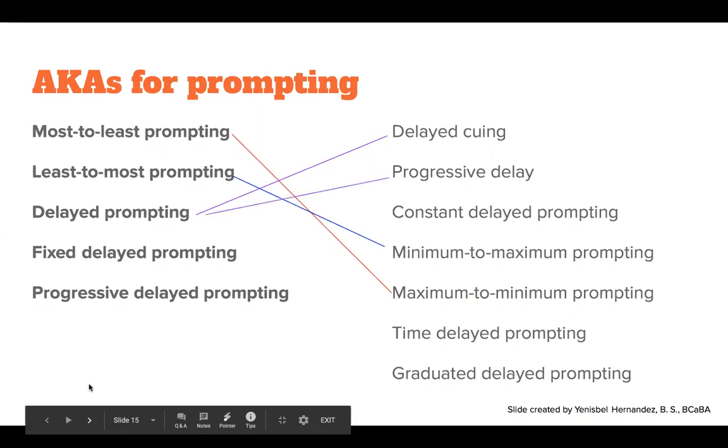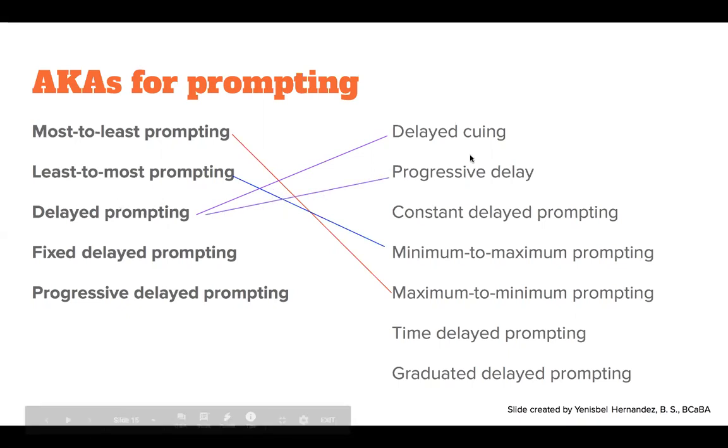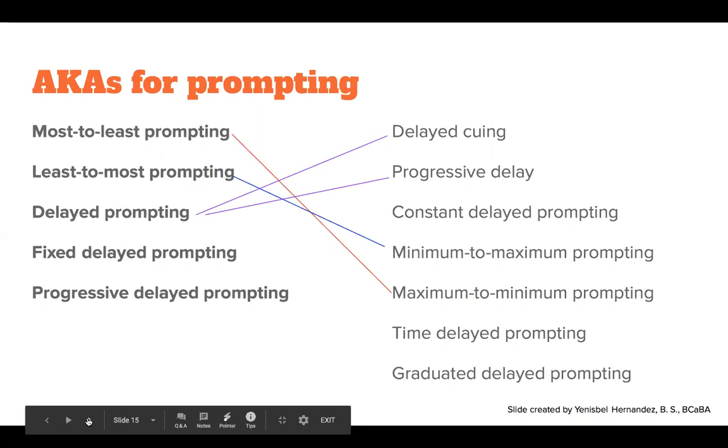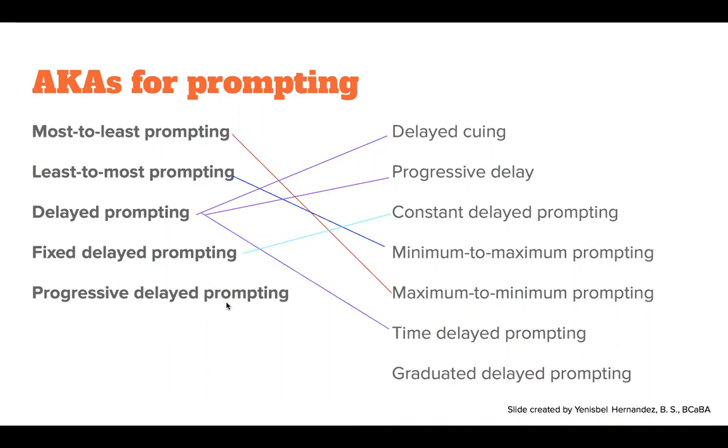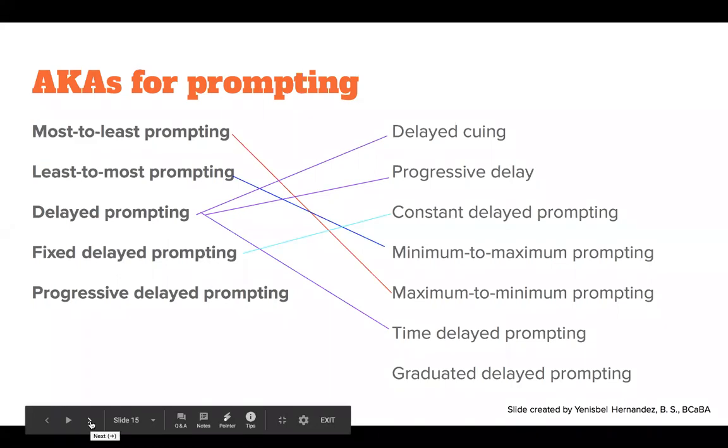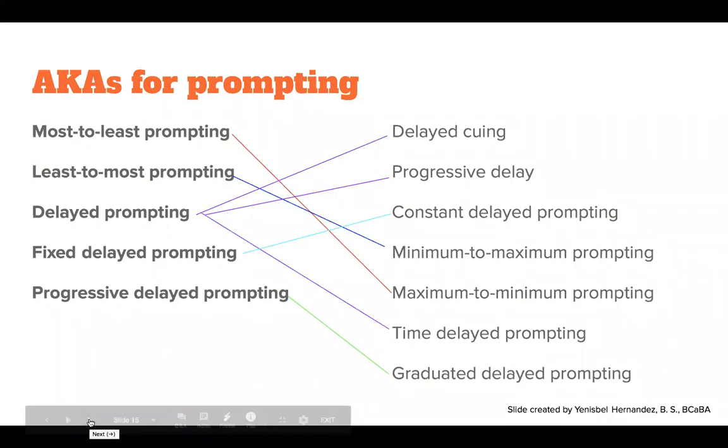Constant. Or constant? Delay prompting, we forgot that delay prompting had also progressive delay. And fixed delay, and look, it has also time delay prompting. Oh. Well, it has a lot. And then fixed delay prompting is constant delay prompting. I think you said it, right? And progressive delay prompting, so we only have one left. Graduated delay prompting. Nice. I didn't know that. Me neither, probably. Graduated delay prompting, progressive delay prompting.